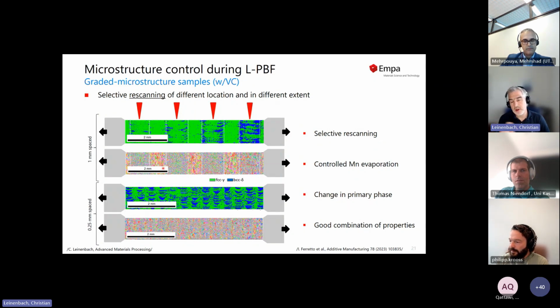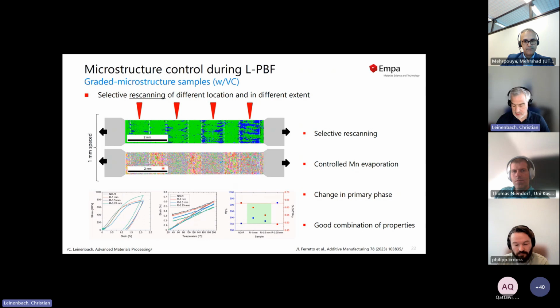And we can not only play with the phases, as I showed you before, by tailoring the solid state transformation, we can also play with the grain sizes. And again, just by using this rescanning, we could make parts that showed differences in their mechanical properties, shape memory properties, and here that's a summary also of this.